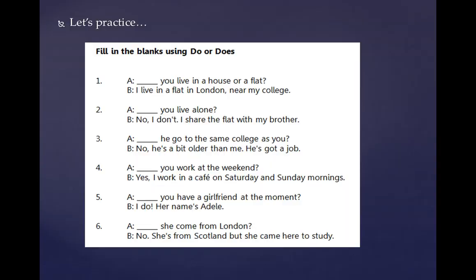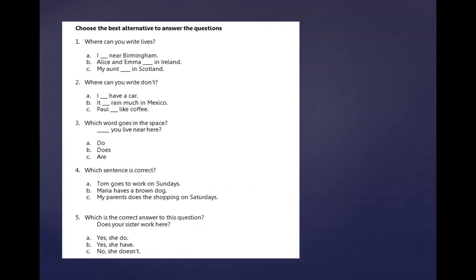Now, let's practice. You have to fill in the blanks with do or does. For this, you need to pay attention to the subject. Number 1 says, you live in a house or flat. I live in a flat in London near my college. Do you live in a house or a flat? I live in a flat in London near my college. Okay? So, you must complete 2, 3, 4, 5, and 6.